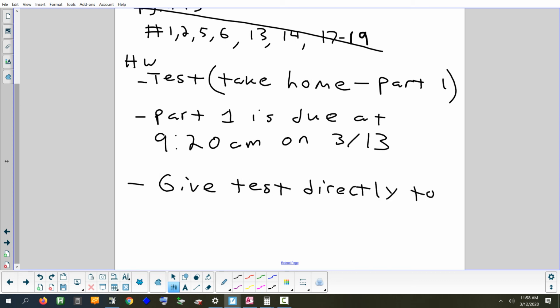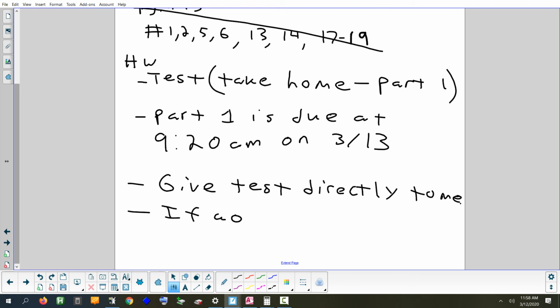Okay. Make sure you give tests directly to me. Don't put it under my door and say, oh, I finished it and I put it under your door, but you must have left Thursday afternoon or something. Because if you put it under my door and it's gone when I come in, then it's gone. So make sure you give the test directly to me. Just do it at the beginning of your class. Yeah, because we'll have class at 9 by 9:20. So give the test directly to me.